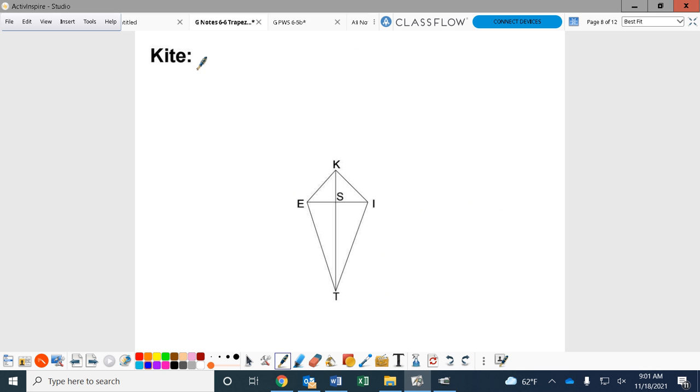This is a kite. So a definition of a kite, it is a quadrilateral because it's got 4 sides. A quadrilateral with 2 pairs of congruent consecutive sides. Now write it down, then I'll talk about what that actually means. It is a quadrilateral with two pairs of congruent consecutive sides.